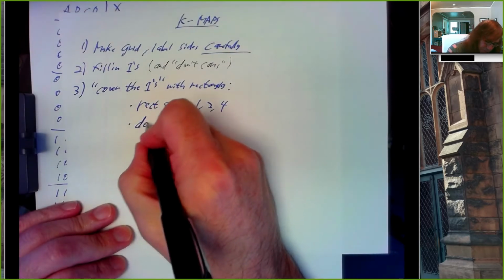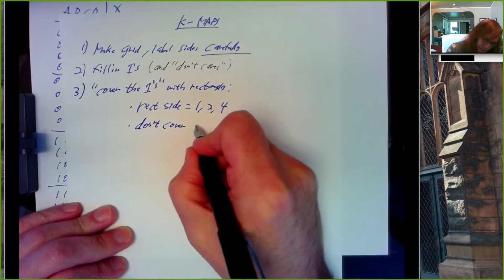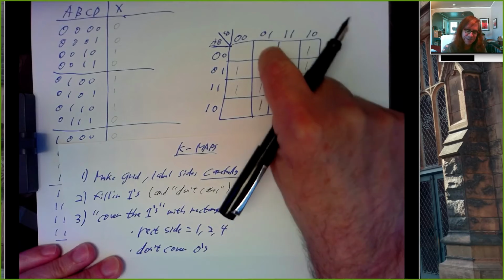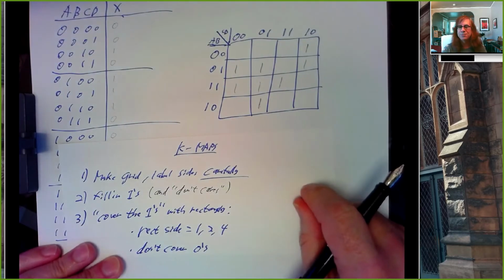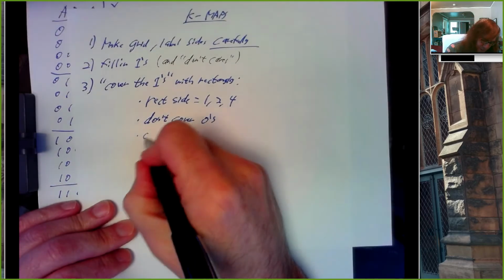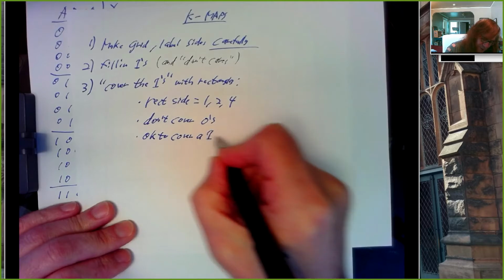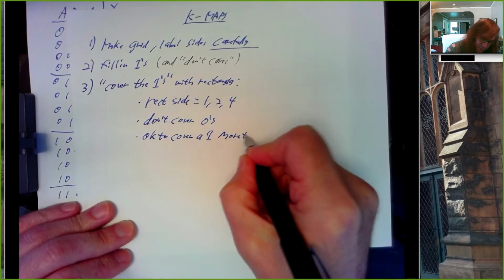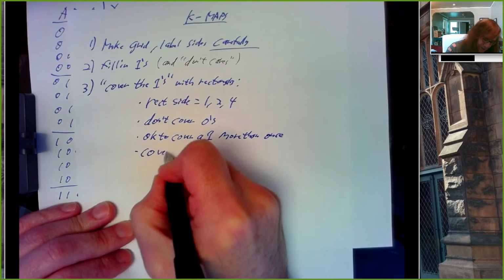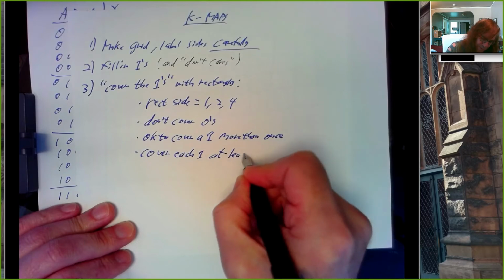Don't cover zeros. So I'm not allowed to draw a rectangle that includes a spot that doesn't have a 1 in it, or a don't care. It's okay to cover a 1 more than once, but we need to cover each one at least once.